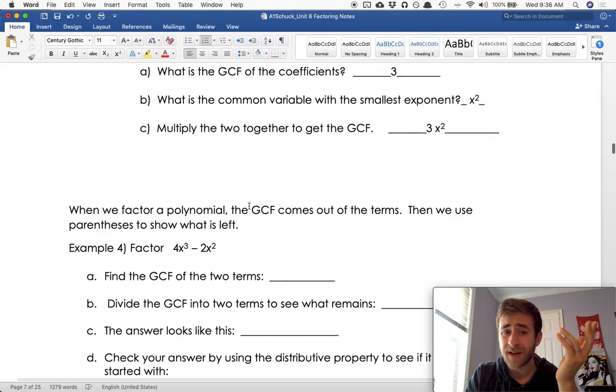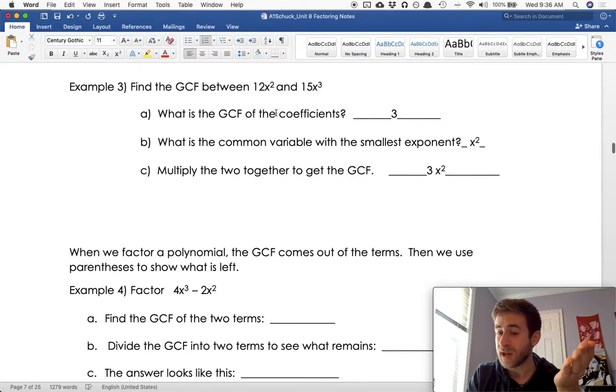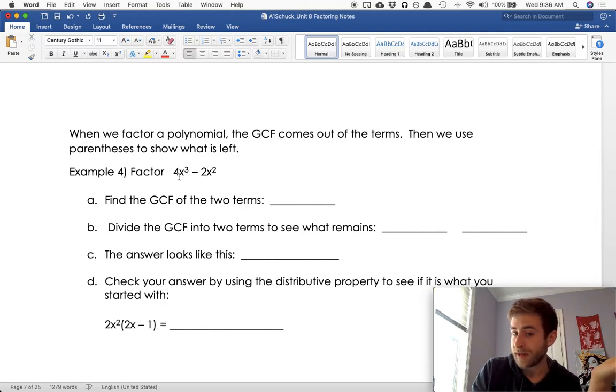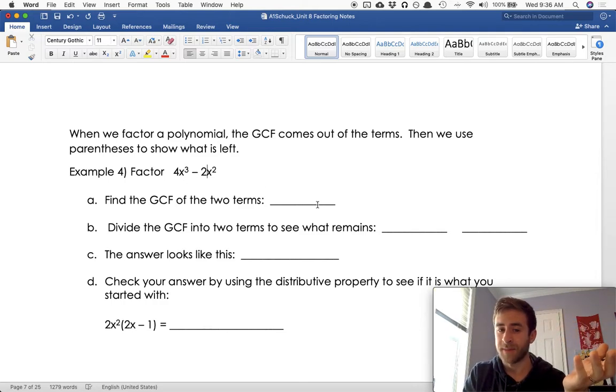To find the GCF, again, we're following these steps. Start by finding the GCF of the coefficients. So for 4 and 2, the greatest thing that I'm allowed to divide out of a 4 and a 2 together is a 2. 4 can be divided by 2, and negative 2 can be divided by 2. So the GCF is going to start with a 2.